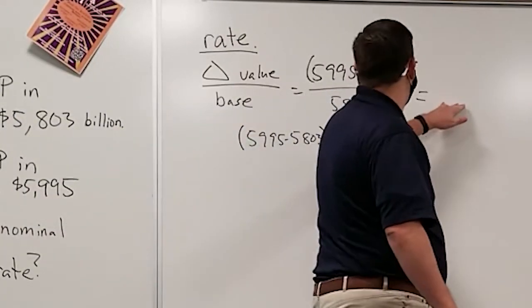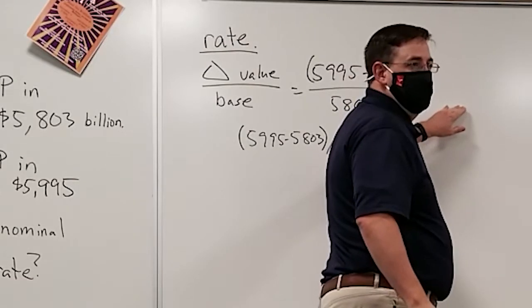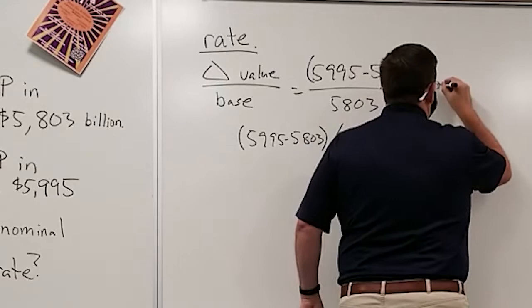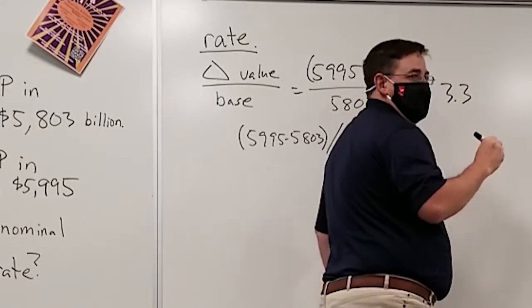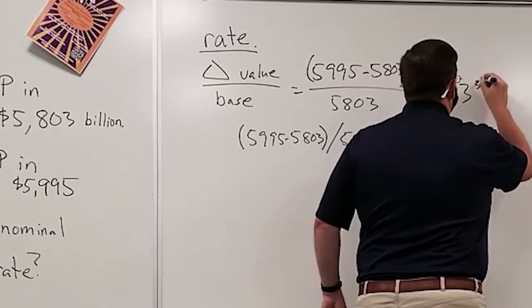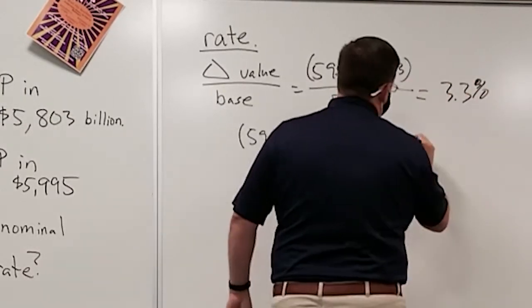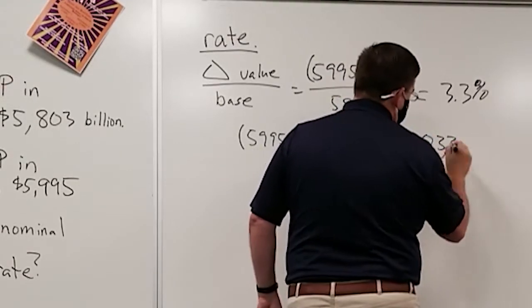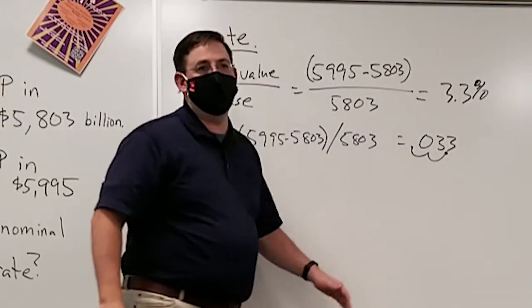What number do we get? I got 3.3%. Is that right? Okay, so 3.3%. When you do this in the calculator, you get 0.033, right? Well, since we're talking about a percent, you just move the decimal two spaces over, and you get 3.3%.